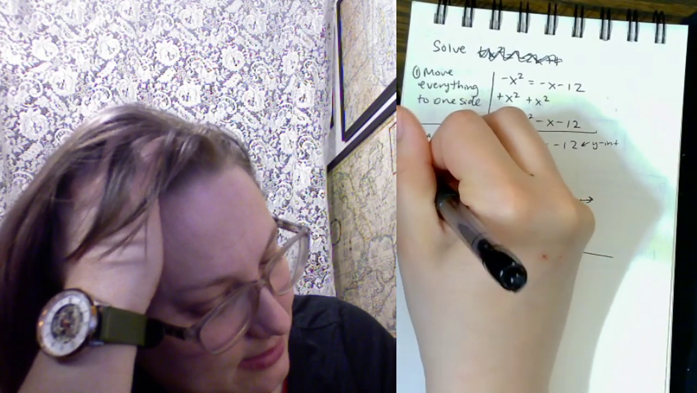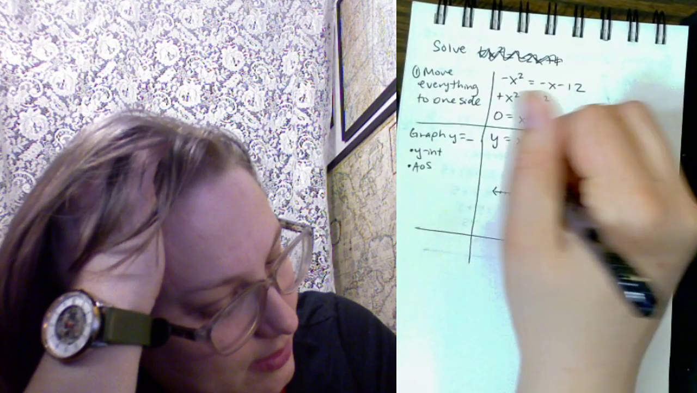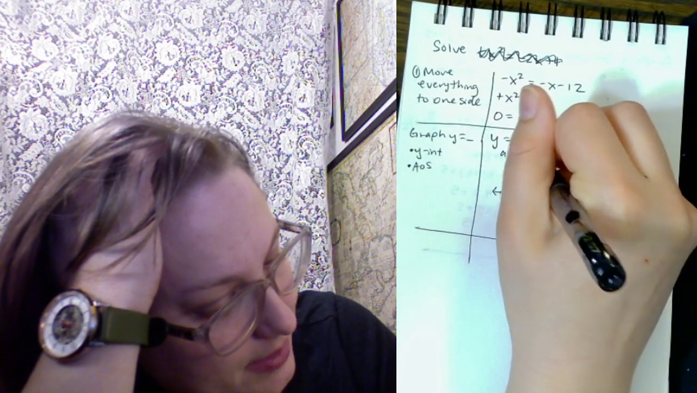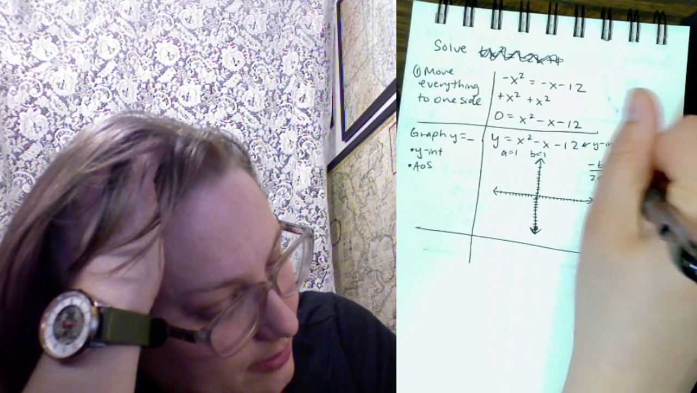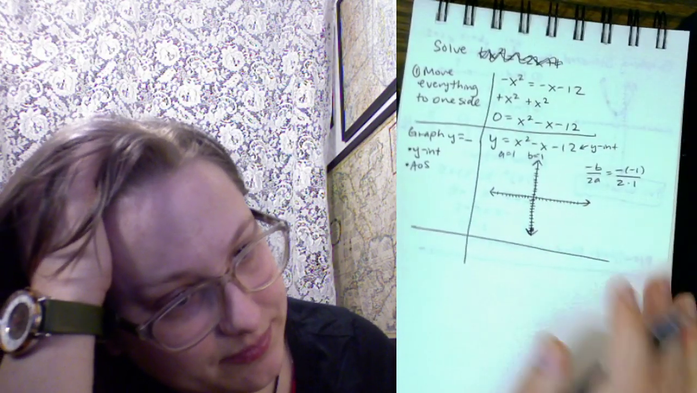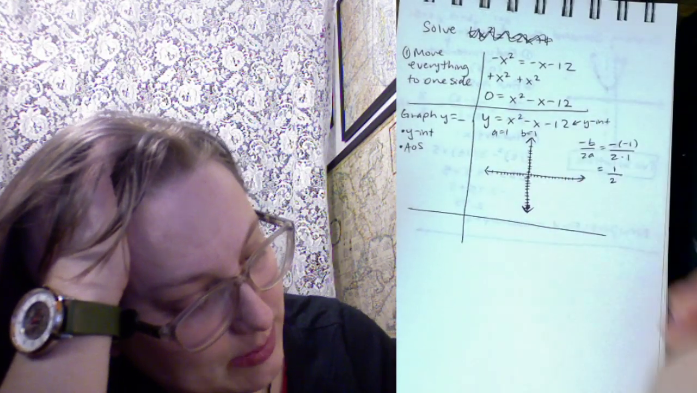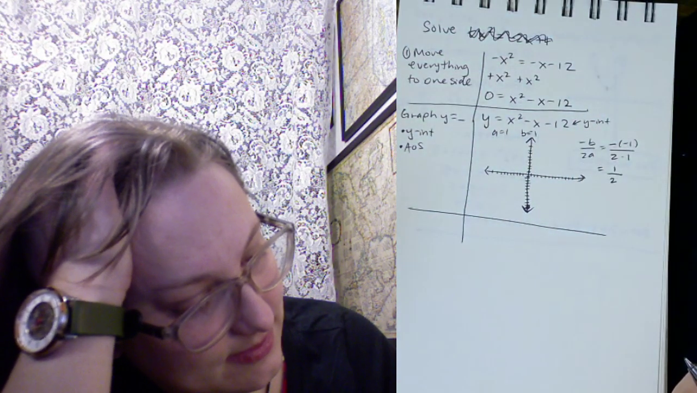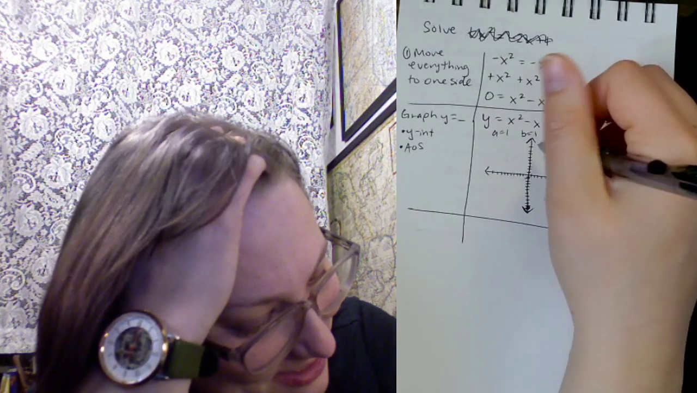It's finding the axis of symmetry. So I do negative b over 2a. A is 1. B is negative 1. So I do negative negative 1 divided by 2 times 1. Negative negative 1 is a positive 1. 2 times 1 is 2. It happened again. I'm so mad right now. So that's 1/2.